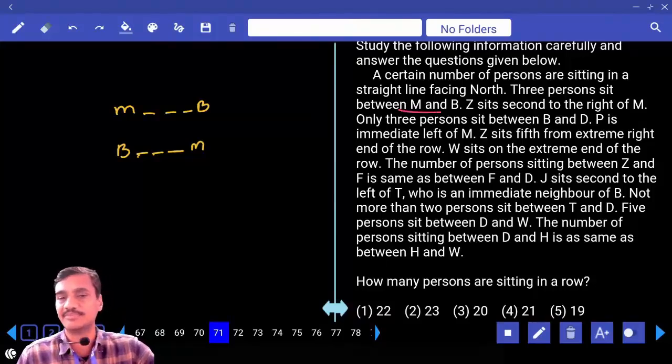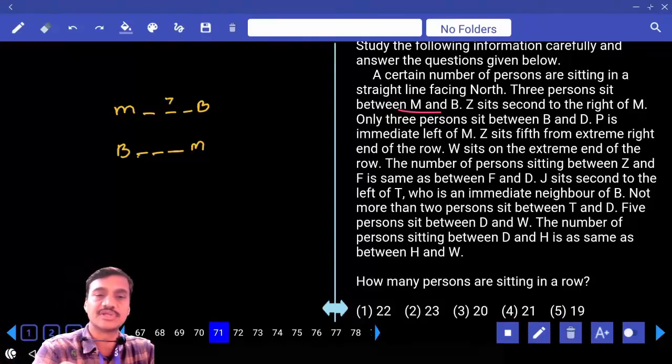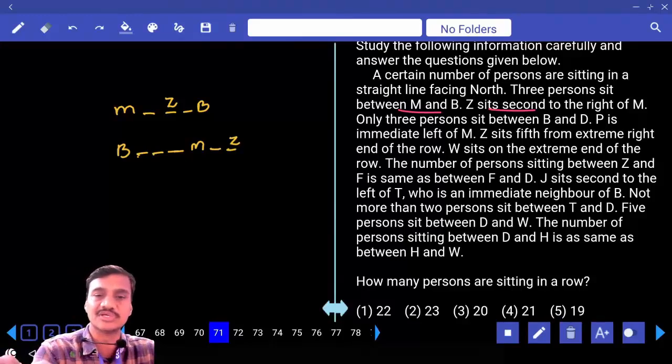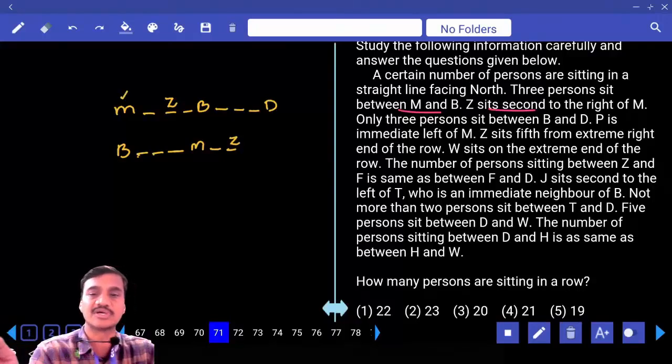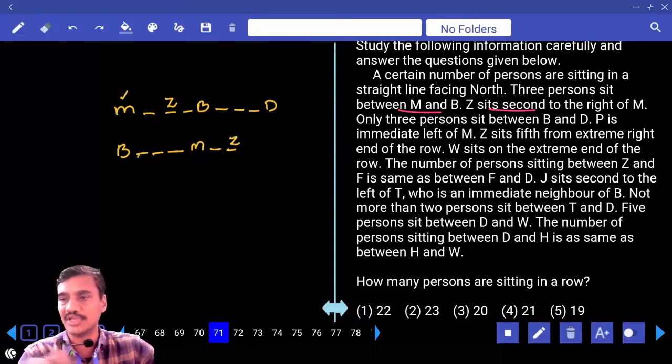3 persons between M and B, and next one, Z sits second to the right of M. Z is seated second to the right of M. Is that right? And only 3 persons between B and D. Now in between B and D, how many persons? There must be exactly 3 persons. As exactly 3 persons here, 1, 2, 3, D must be here. Left-hand side is not possible because D and M must be in the same place. And in this case, 3 persons between B and D.